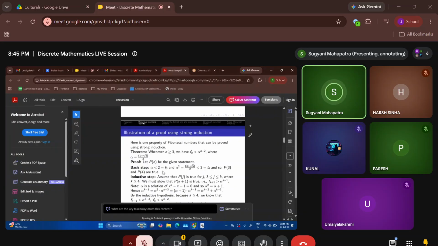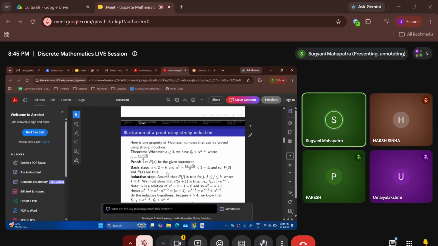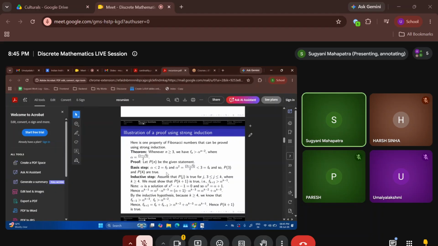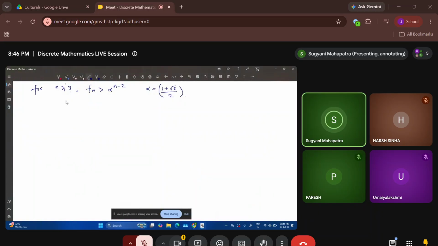Okay, Pn will be the given statement. Alpha is less than 2, which is equal to F3, and alpha squared is equal to 3 plus alpha. Okay, so the basis step should start from 3, right? Our basis step will start from 3. So Fn is basically F3 for the base case. Our F3 is equal to what?